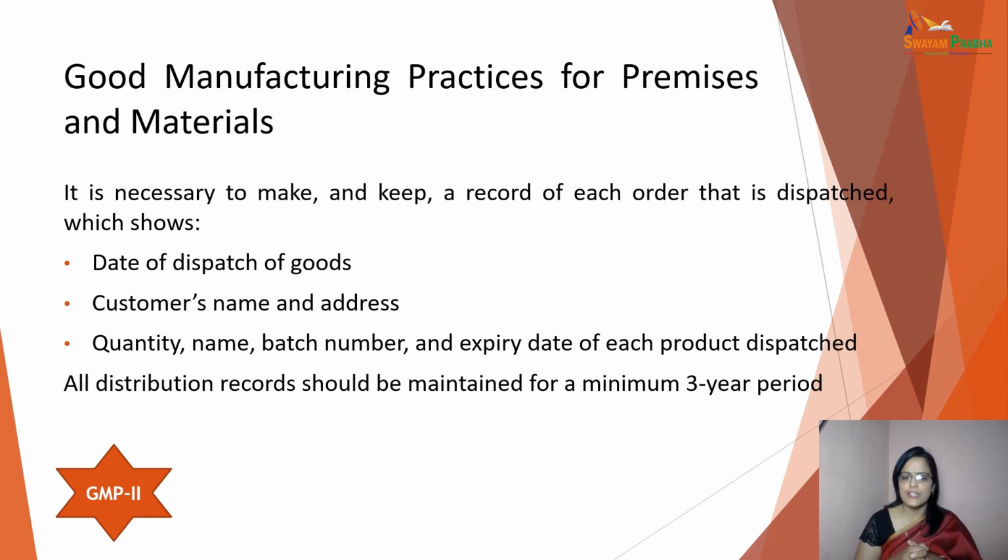So it is necessary to make and keep a record of each order that is dispatched: date of dispatch, customer's name, address, and quantity, name, batch number, and expiry date of each of the products which is dispatched. All distribution records must be maintained for a 3 year period after the distribution process for any control number has been completed.